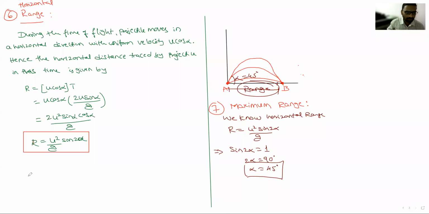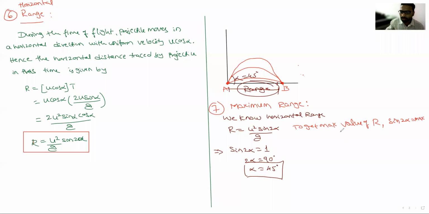Okay. So, write this in one sentence. So, to get the maximum value of R, comma, sine 2 alpha must be equal to maximum.